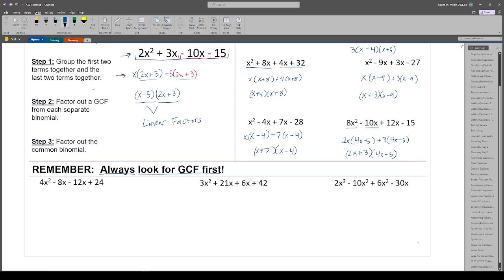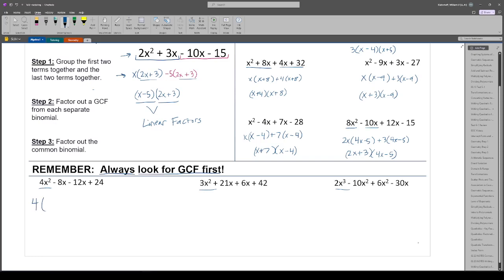These last 4, we have GCFs on each of these, so we can take out a 4 here, a 3 here, and a 2 here from all 4 terms. So I'm just going to go ahead and write the answers for these. Hopefully you've already tried it.